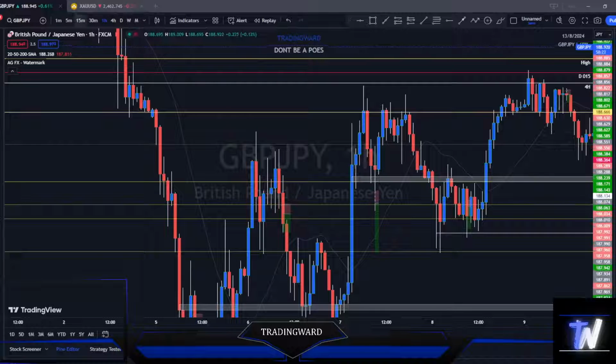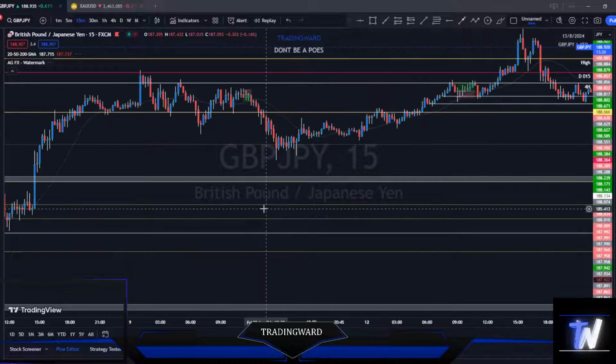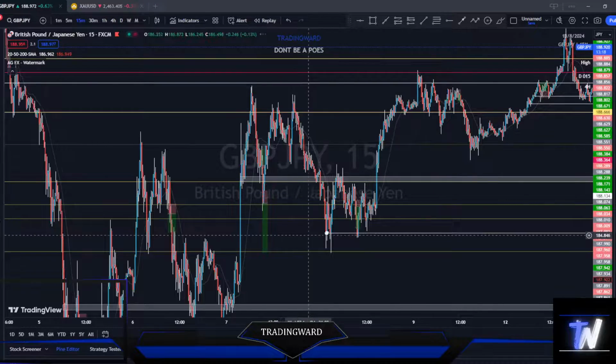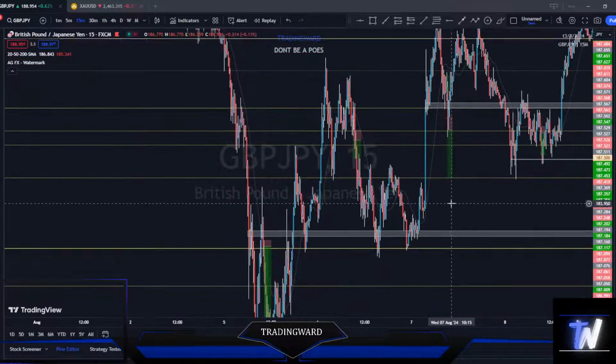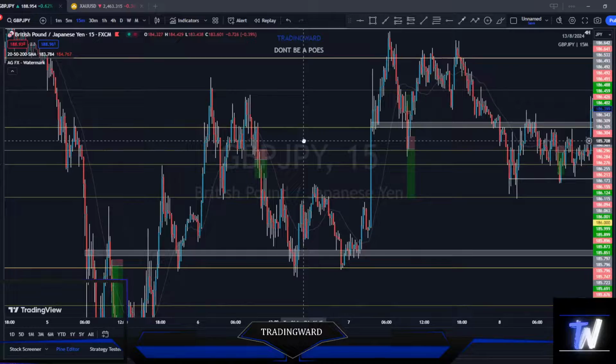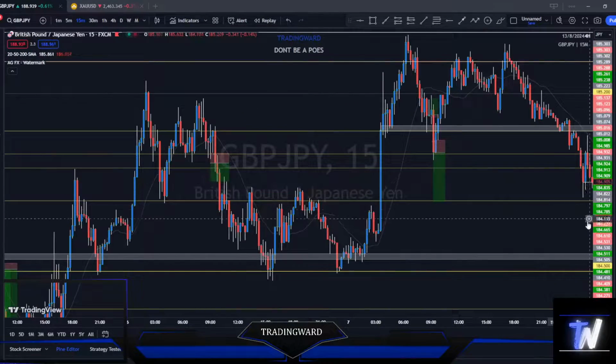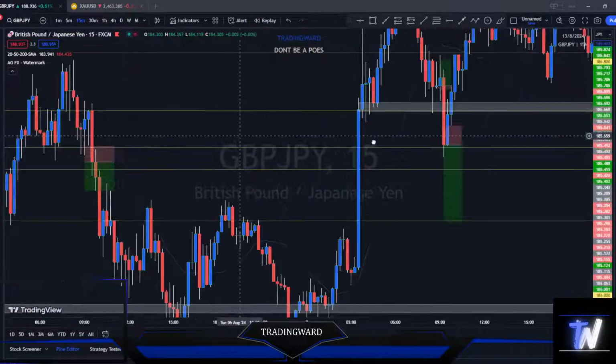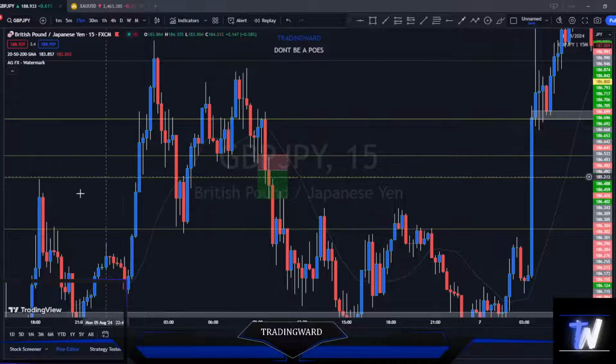I didn't. I played that. We go back to there. I'm not sure what that entry came off of. That's over here. I played this on the 15, with a structure play, with confluence of the hour, right?